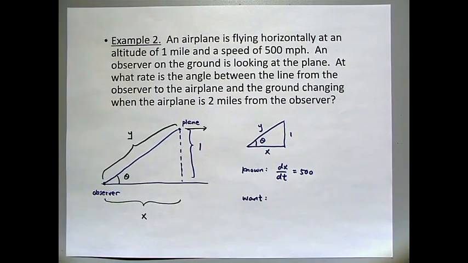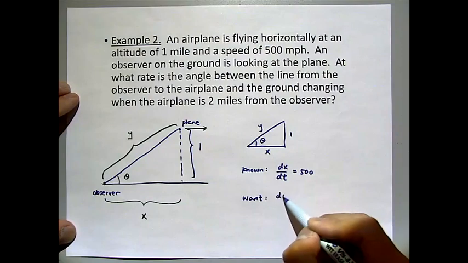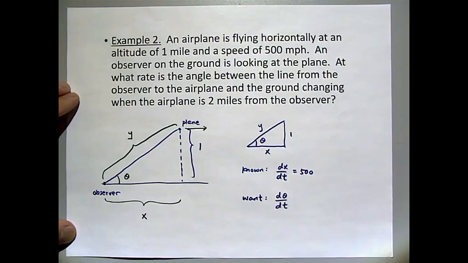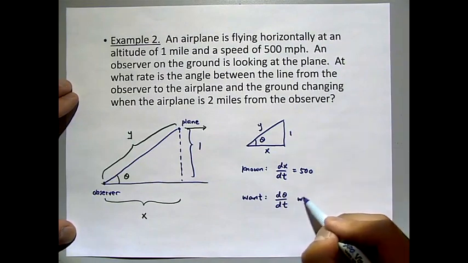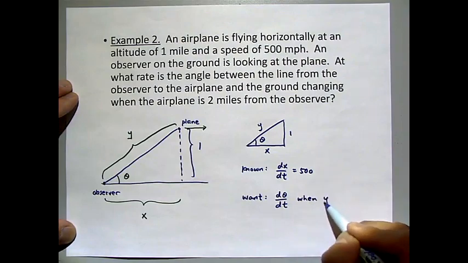Now, what mathematical quantity are we looking for from this problem? What is the problem asking? At what rate is the angle between the line, and so on. So how would you represent that mathematically? d theta dt, good. When what happens? Good. When y is equal to 2.